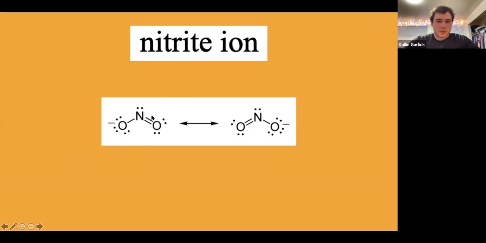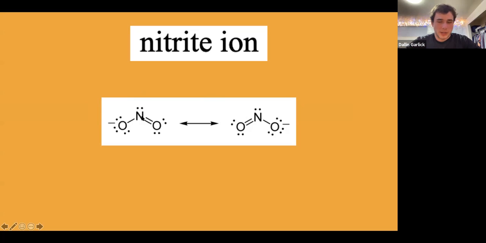Since there are 3 bonds, that is divided by how many places there are bonds. We have the place here and here, so it's 2. So we do 3 divided by 2, which is 1.5.